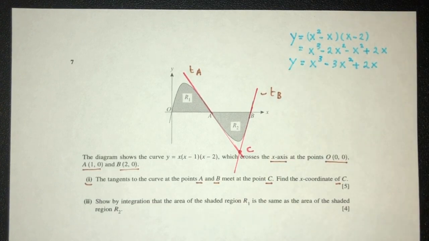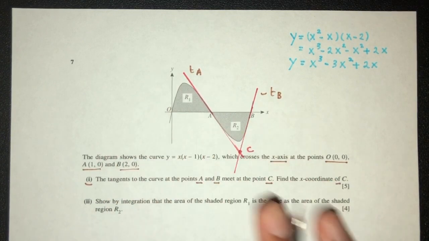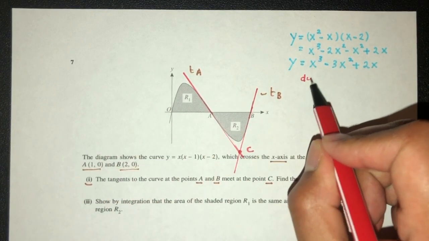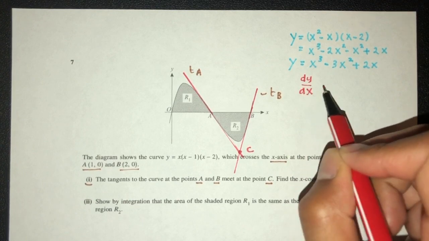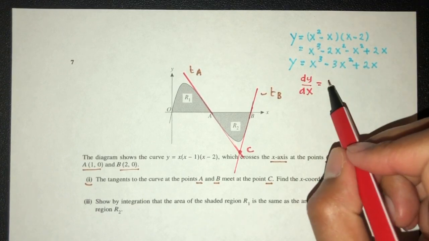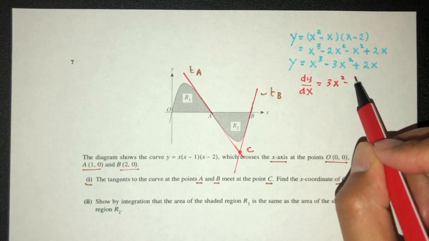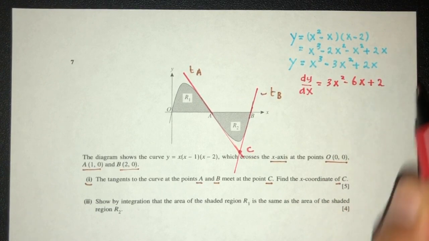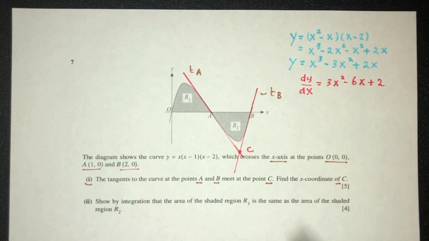Now I do understand that to find the gradient of the curve at any point, we have to find dy by dx. The gradient of the tangent is dy by dx, as we know already. You guys should make a note of this: the gradient of a tangent on a curve is dy by dx. That should be 3x squared minus 6x plus 2. This is dy by dx, right?